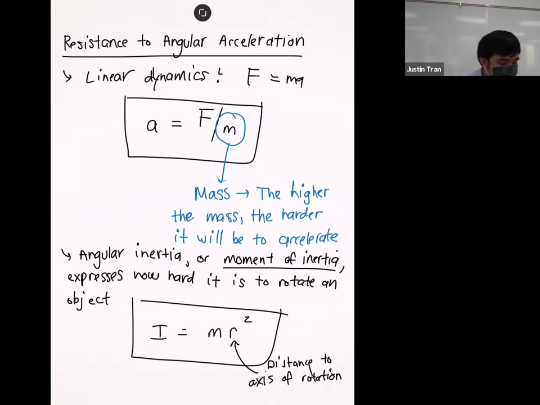And so what this says is that the farther away a mass is from the center of rotation, the more difficult it's going to be to rotate. This is different, right? For linear motion, the only thing that it depends on is just the mass of the object. But for angular motion, we have to take into account both the mass of the object and also its radius of rotation.